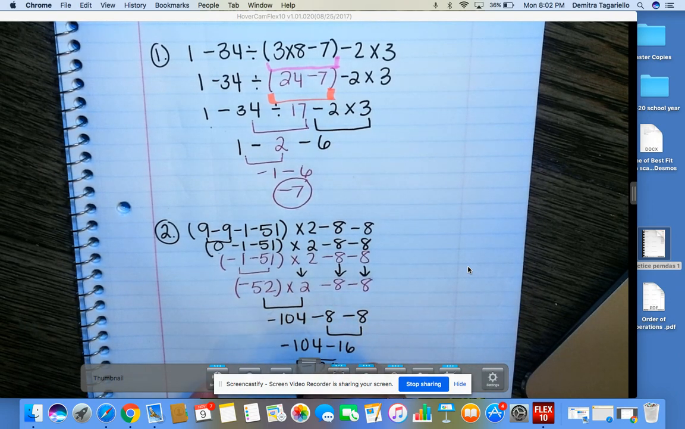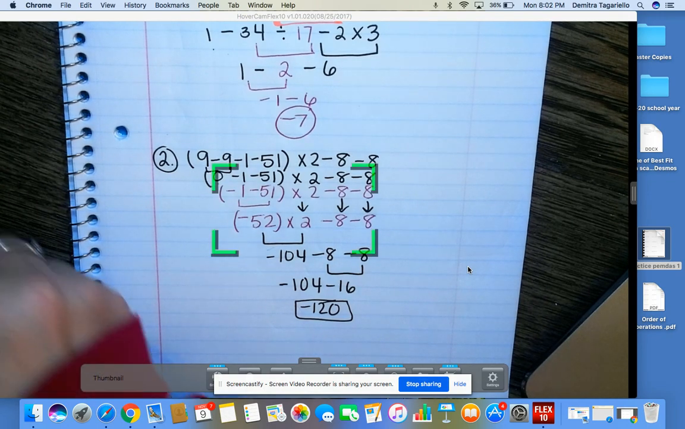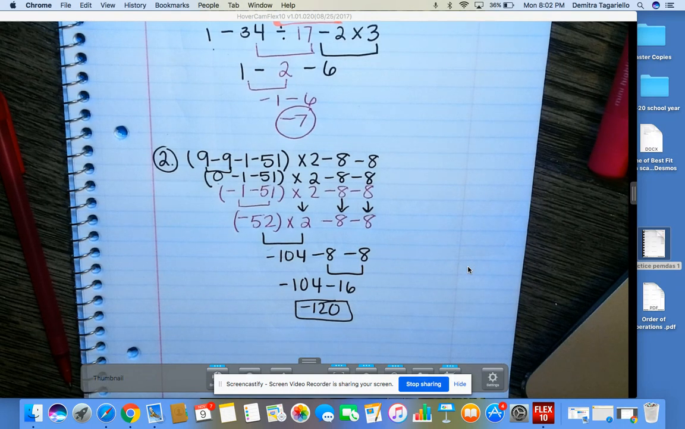Now, if you're not 100% sure on the negatives, because there are tons of negatives, we can go over rules for negatives, but please just use a calculator for now. What we're practicing is order of operations. That's key.